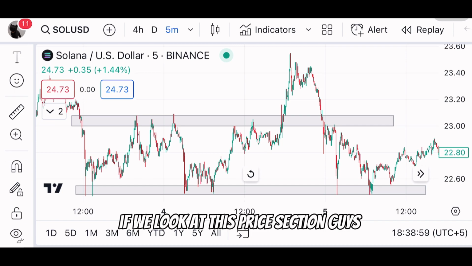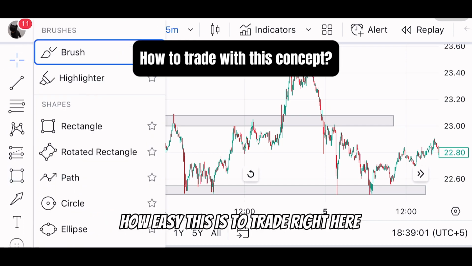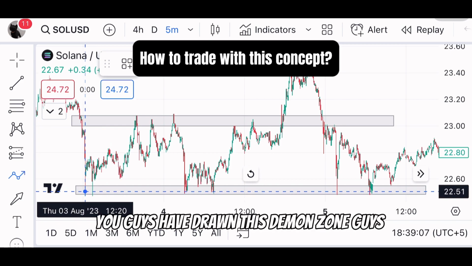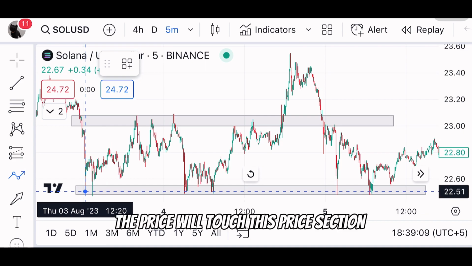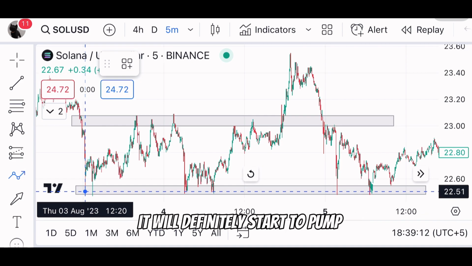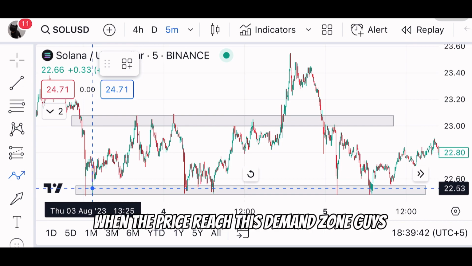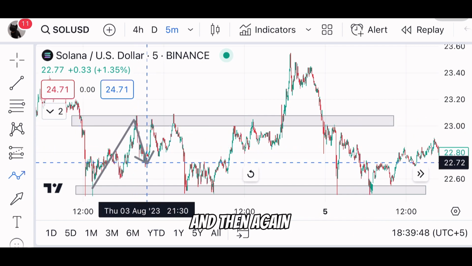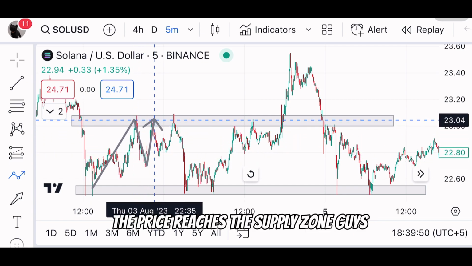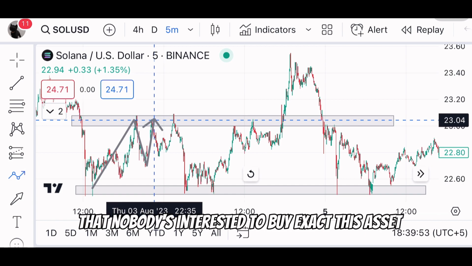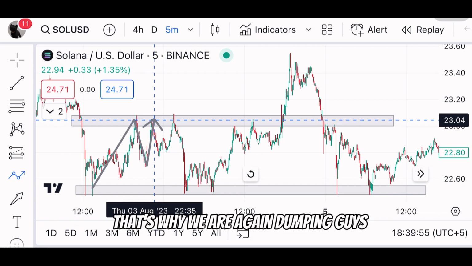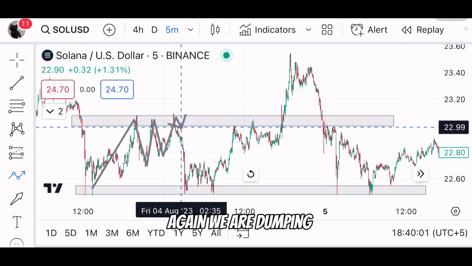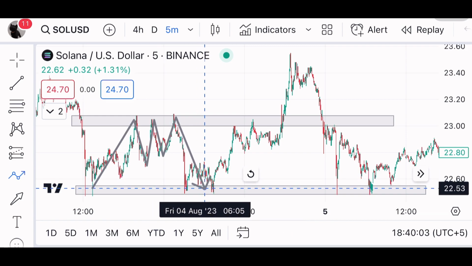If we look at this price action, you can see how easy this is to trade. You can see the price move from this demand zone, as I have drawn it. Every single time the price touches this zone, it will start to pump. When the price reached this demand zone, it pumped all the way up to the support level, and then again the price dropped, and then again it reaches the supply zone, where, as I said, nobody's interested in buying this asset. That's why we are dumping again, and then again we reach this supply zone and dump again. This is how simple trading is.